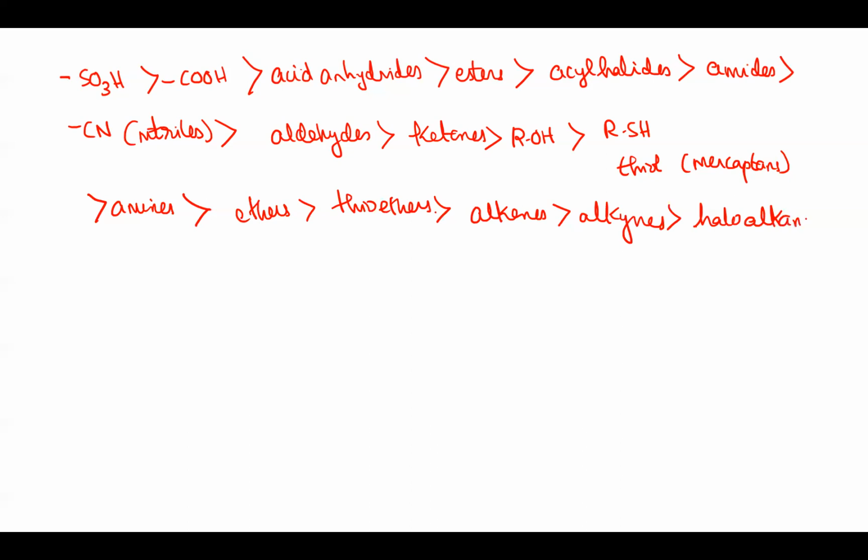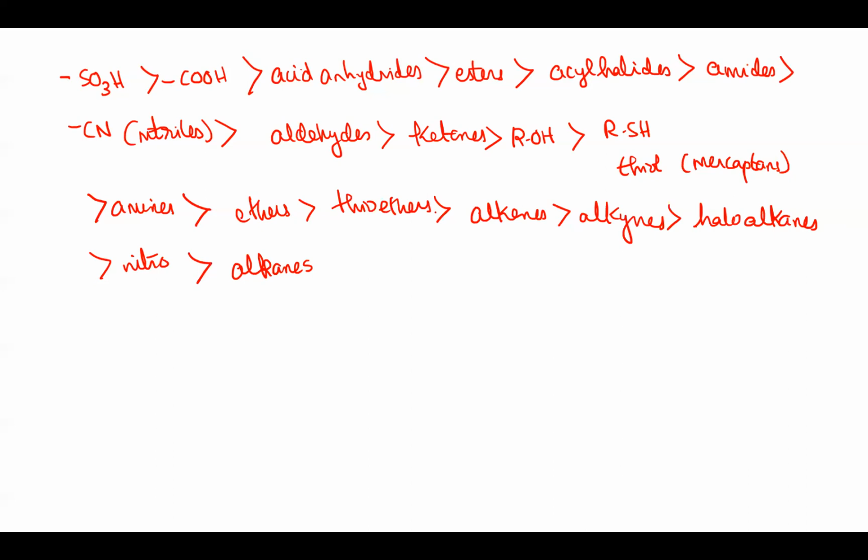Haloalkane, halogen containing compounds. Then comes nitro compounds. Then comes alkanes. These are the order of preference of the functional groups. The general order of the preference of the functional group is like this.